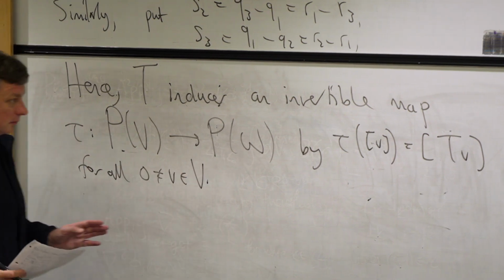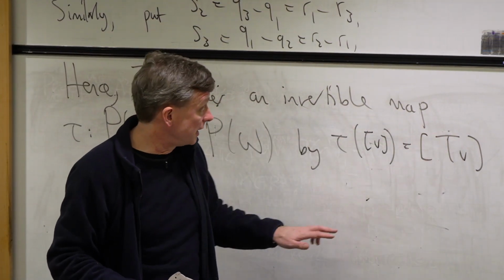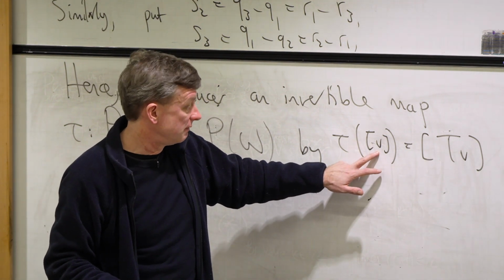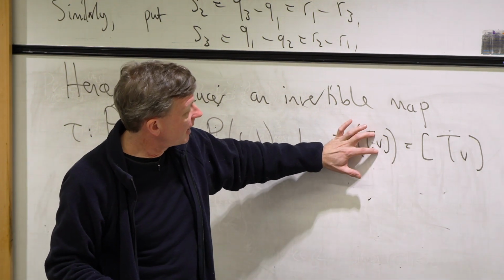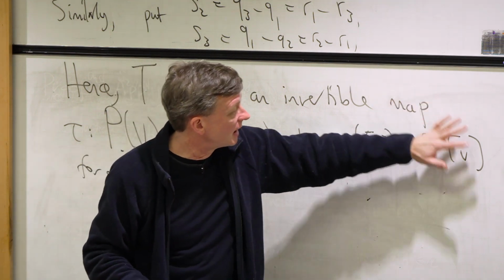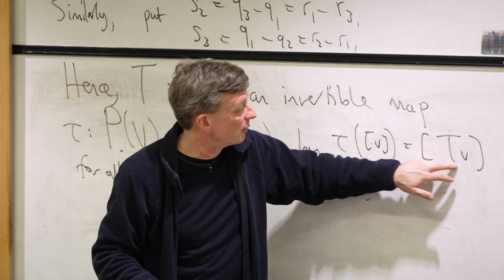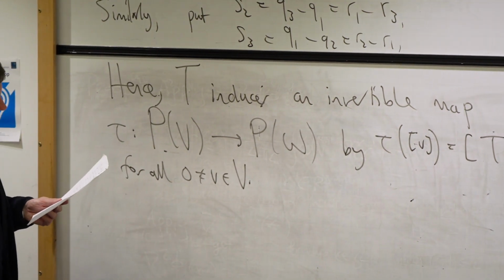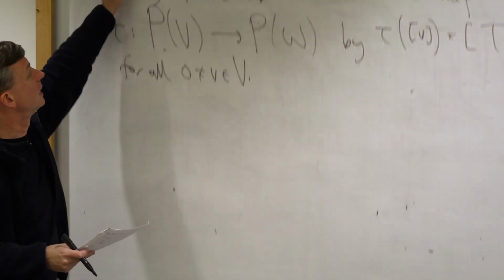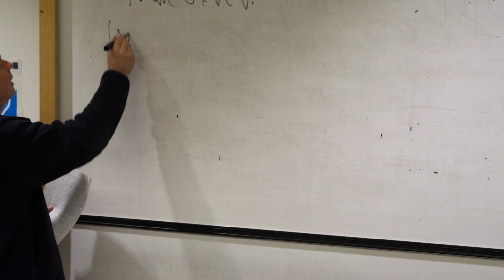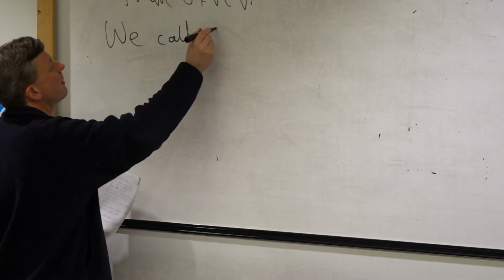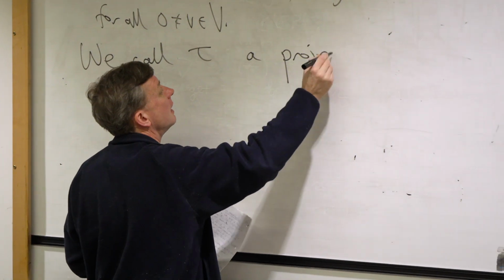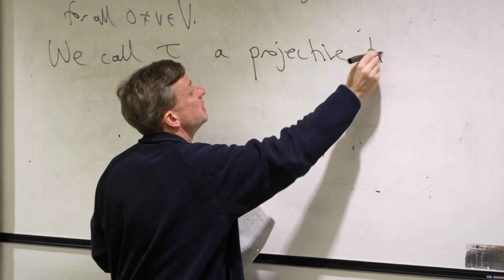And this is well defined, that is, it doesn't depend upon the choice of representative little v in here. A different representative would scale by a number, and then as T is linear, that would scale by the same number. Okay, and we call this map tau a projective transformation.